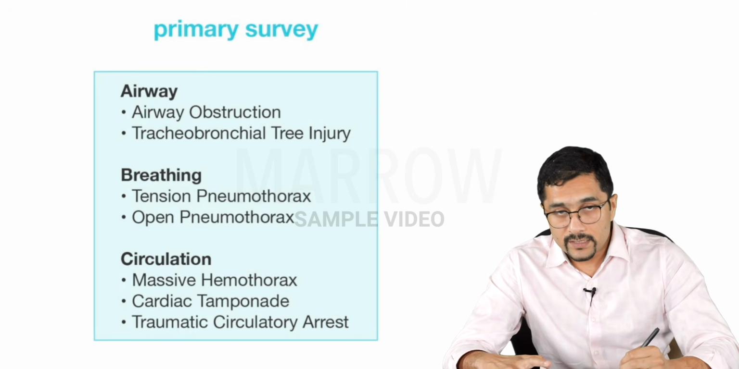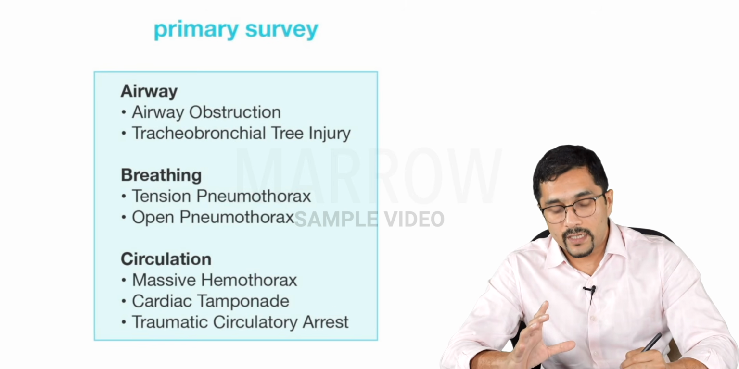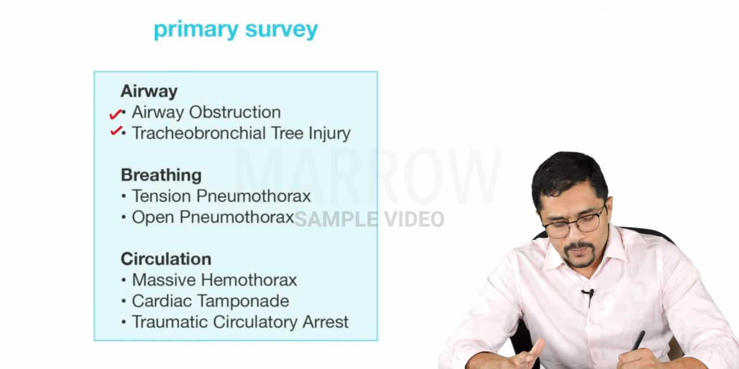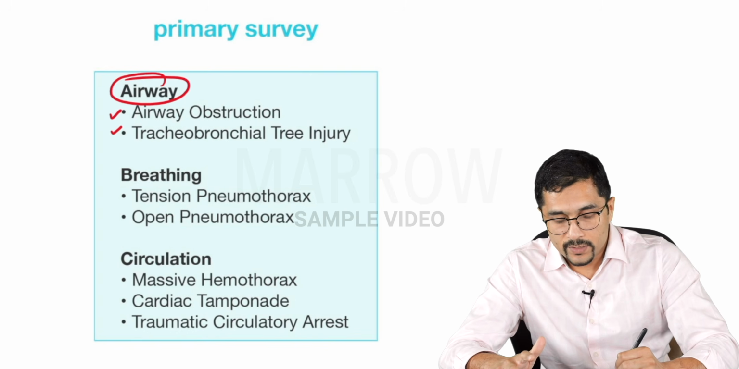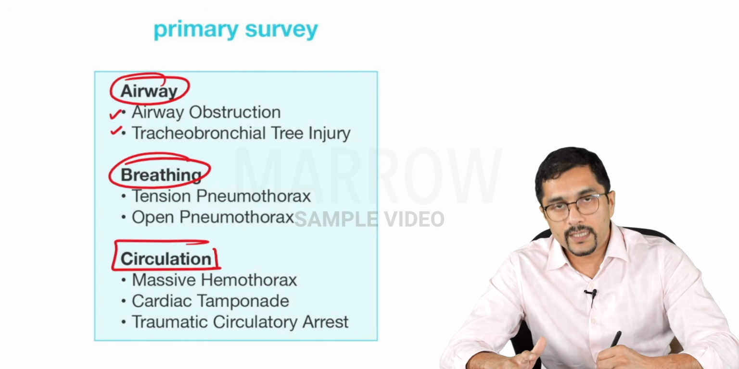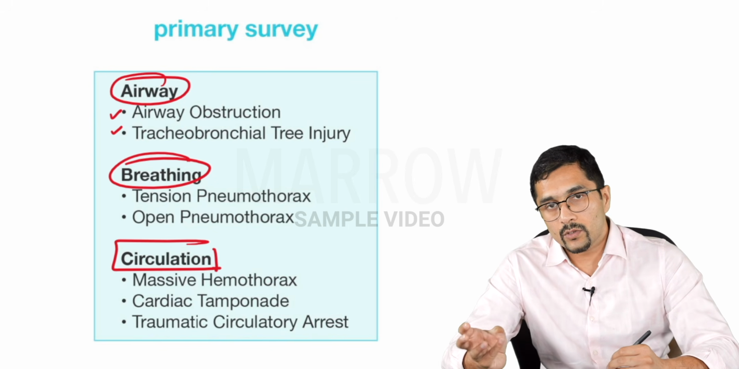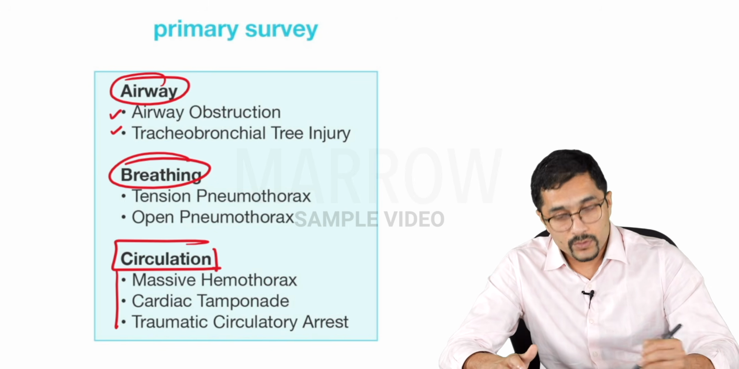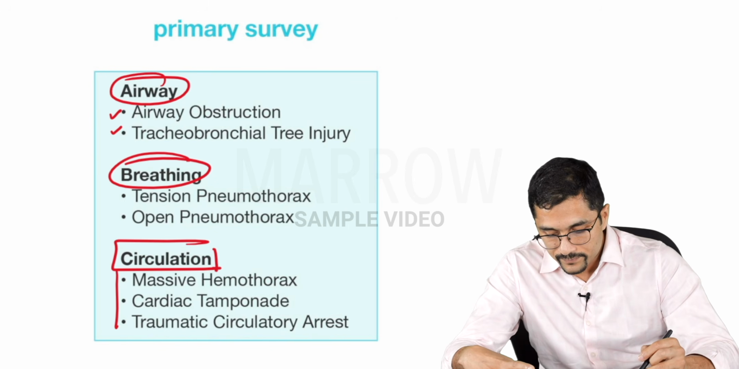These life-threatening injuries, those 7 I had already told you in that graph. Airway obstruction and tracheobronchial injury are airway causes, breathing causes are tension and open pneumothorax, and the circulatory causes are the other 3: hemothorax, tamponade and acute circulatory arrest.